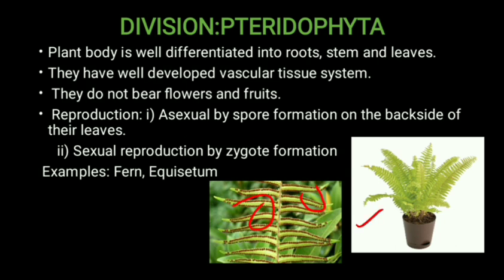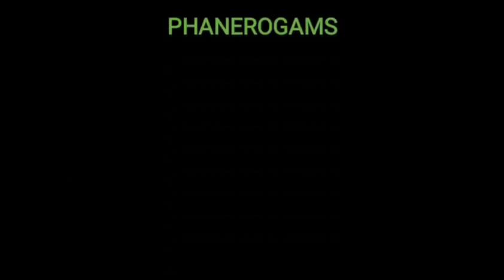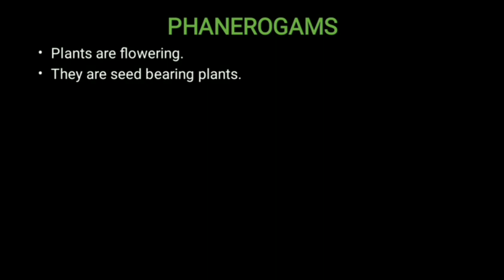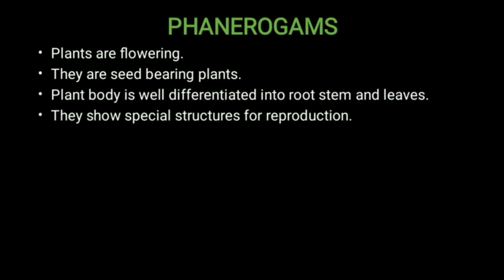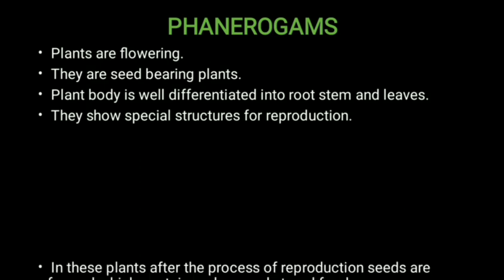Now let us learn about the phanerogams. Here the phanerogam plants are flowering. Then they are seed bearing plants. The plant body is well differentiated into root, stem and leaves. Okay, so these are flowering plants, seed bearing plants, and the plant body is well differentiated into root, stem and leaf. Next, they show a special structure for reproduction. So the flower is the special structure for reproduction.